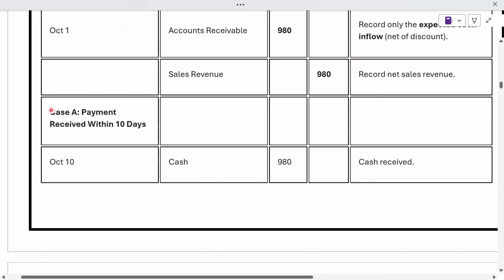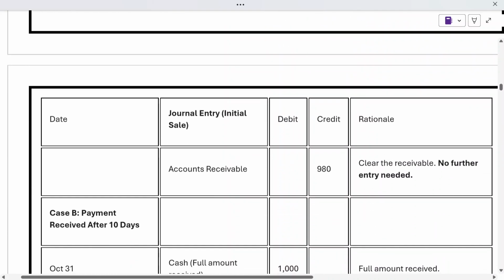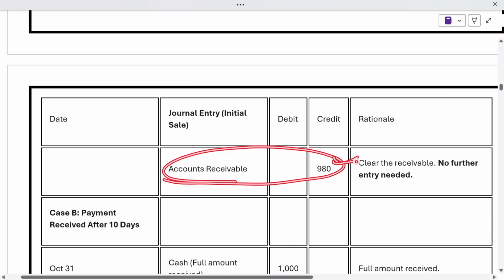Now what happens? The customer reaches out to us and pays within 10 days. What we expected is happening in reality. So we simply receive the cash of $980 and cancel out this accounts receivable as a credit, which is $980. No further entry is needed because what we thought is actually happening.